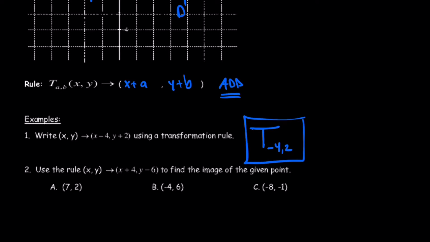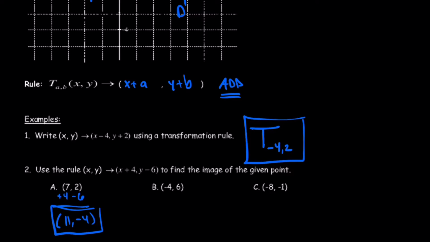Number 2, it says use the rule xy is mapped to x plus 4, y minus 6 to find the image of the given point. So for each one of these points, I'm going to add 4 to the x, and then I'll subtract 6 from the y. Okay, so here I'll add 4 to the x and subtract 6 from the y. So my new coordinate here would be 7 plus 4 is 11. 2 minus 6 is -4.